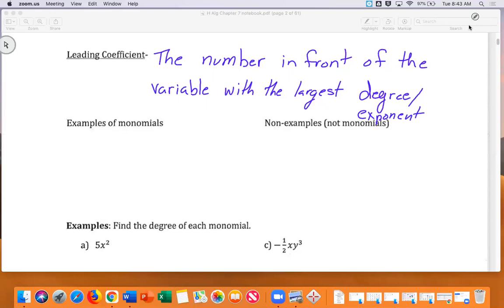Now, examples of monomials and non-monomials is this, okay? So monomials are one term, okay? We're gonna get into how I determine what is a term or how many terms there are. So Vinny, I'm talking about one term. One term. You see that?